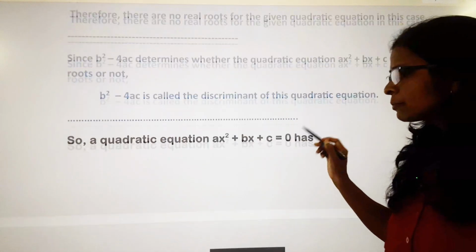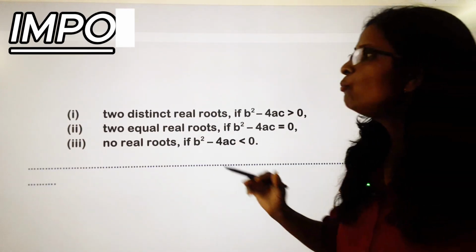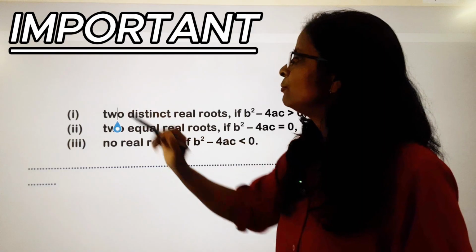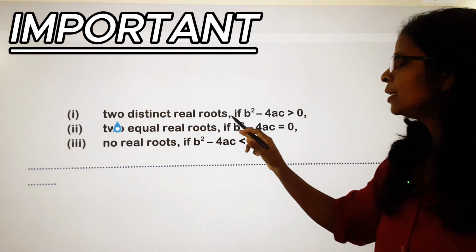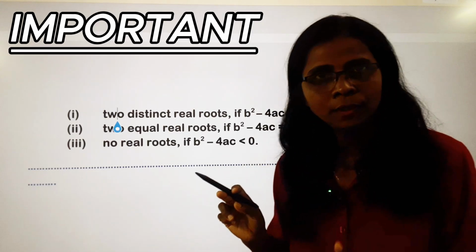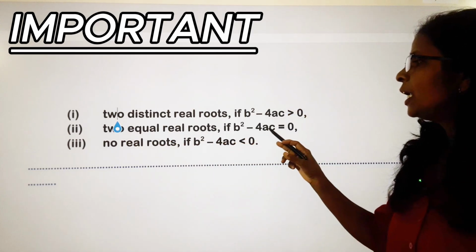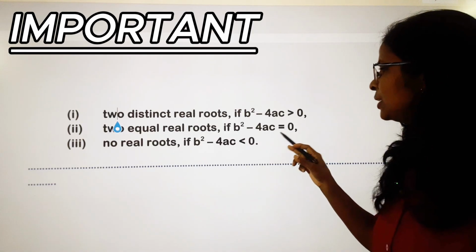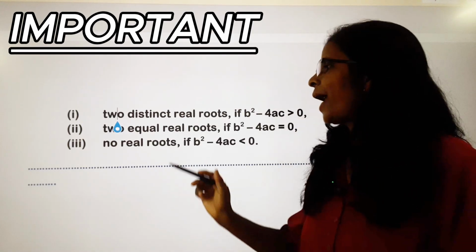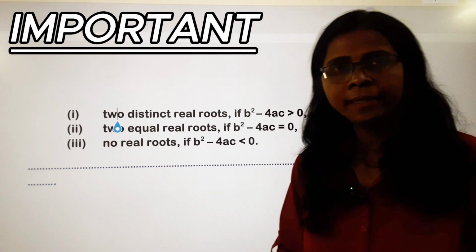Now briefly we can say: two distinct real roots if b² - 4ac is greater than 0; second, two equal real roots if b² - 4ac is equal to 0; and no real roots if b² - 4ac is less than 0.